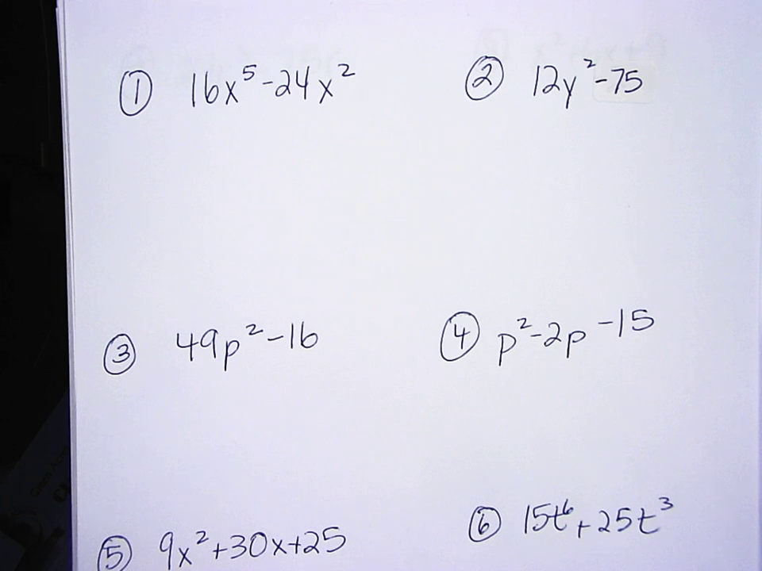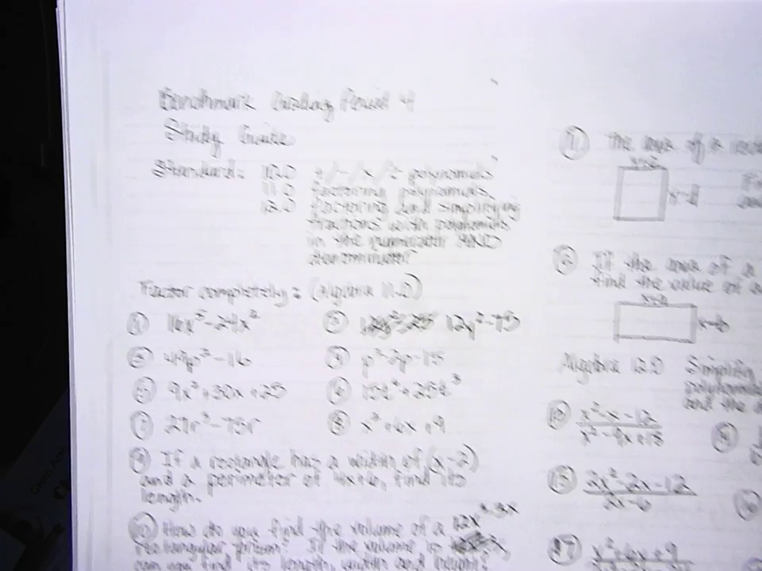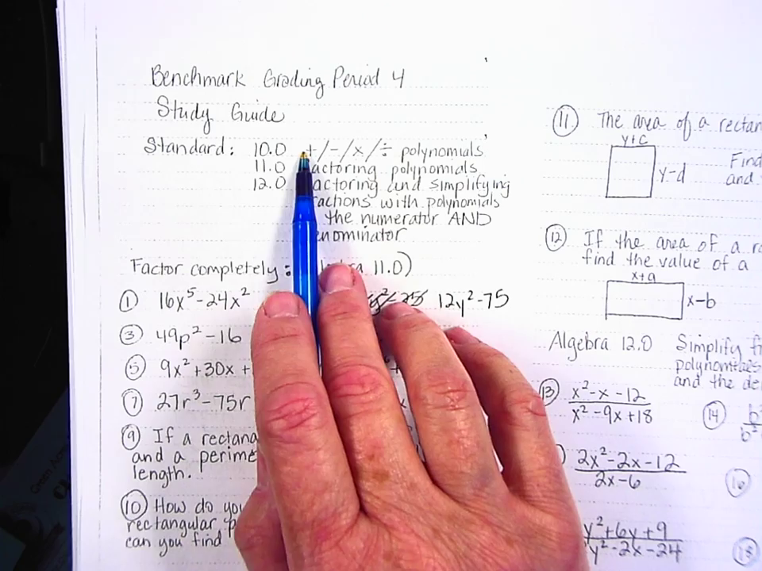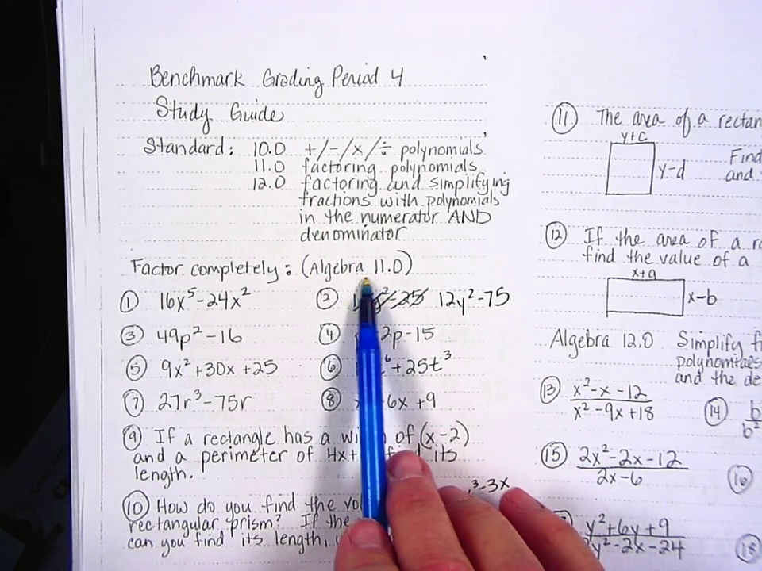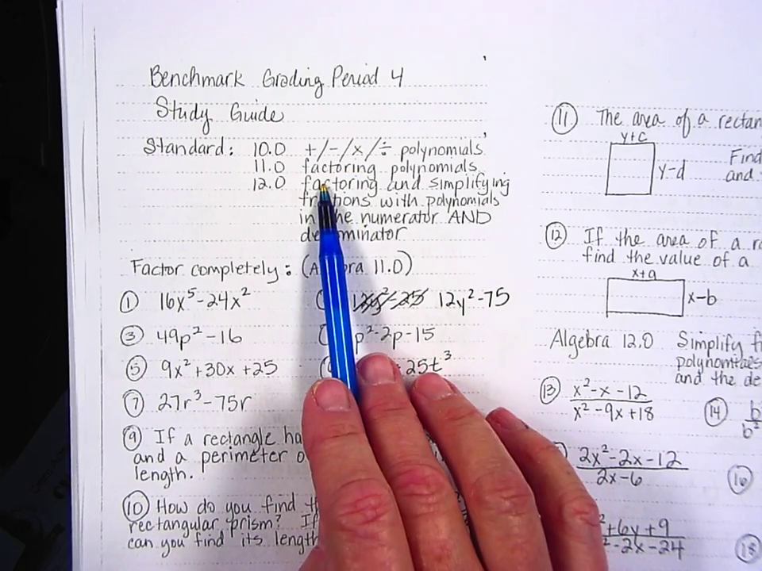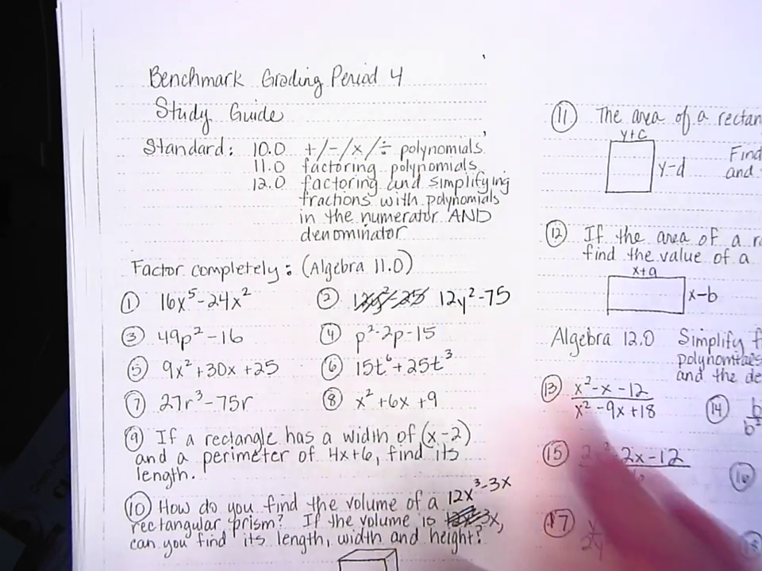Okay, we're going to be doing the benchmark study guide, grading period 4. We are reviewing 10.0, 11.0, and 12.0. We're going to start with 8 questions from 11.0, which would be factoring polynomials.